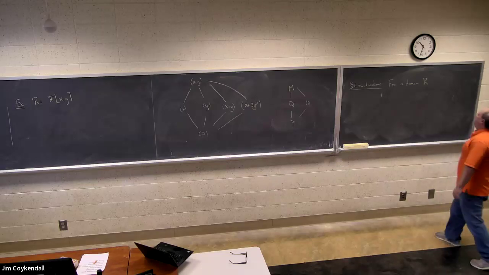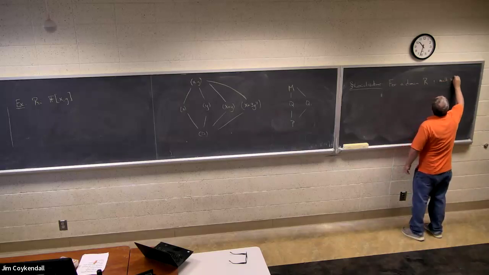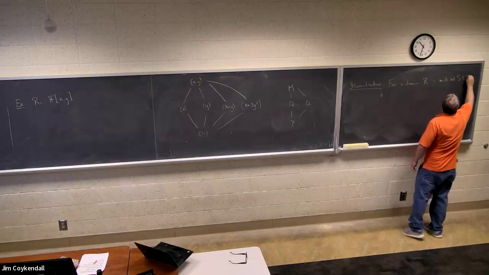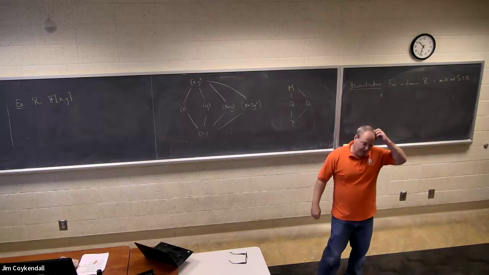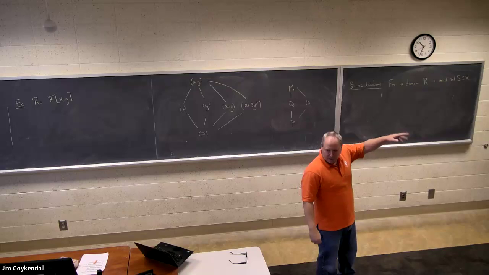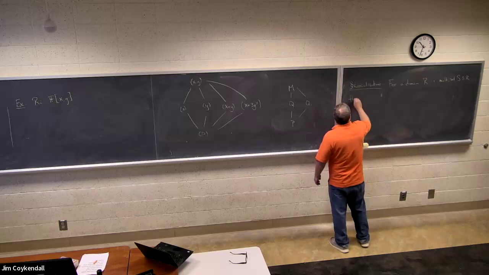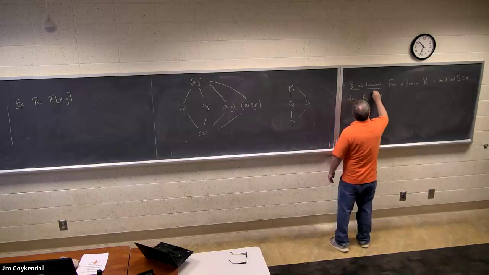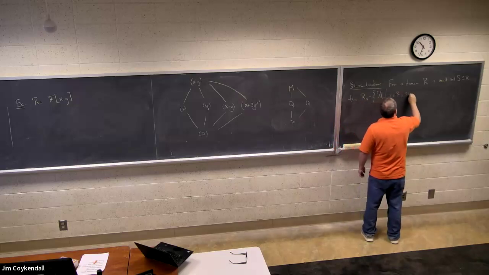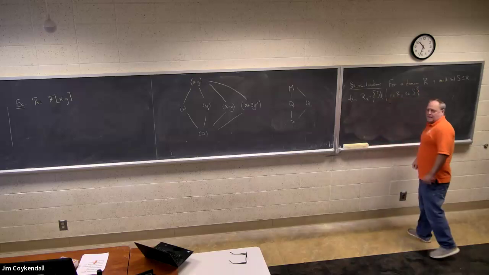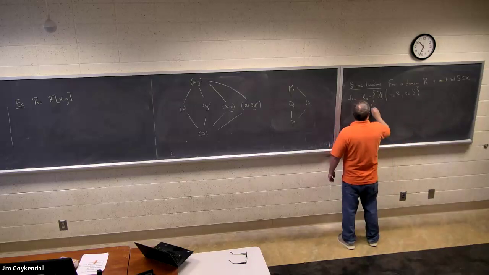For a domain R and a multiplicative set S in R, and you can default this to not contain 0, because what happens if your set contains 0 is the localization becomes the zero ring. Then R_S, we think of this as fractions, with addition given this way.